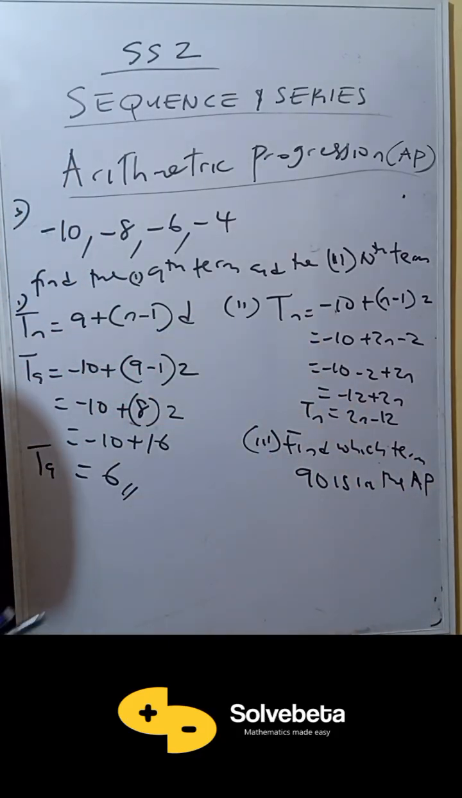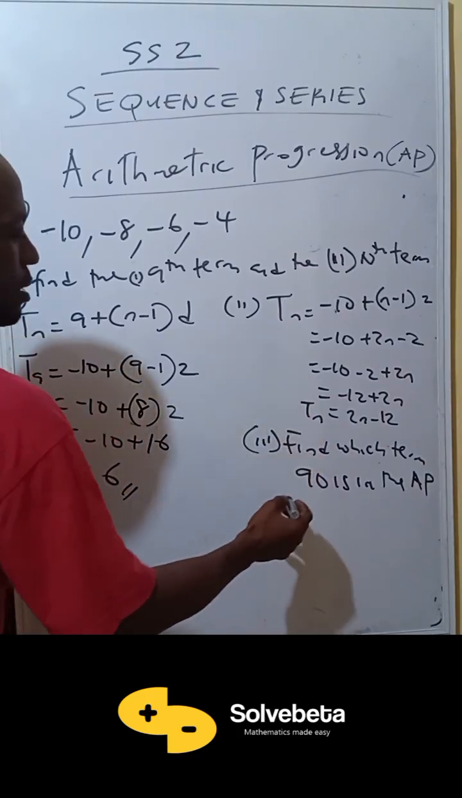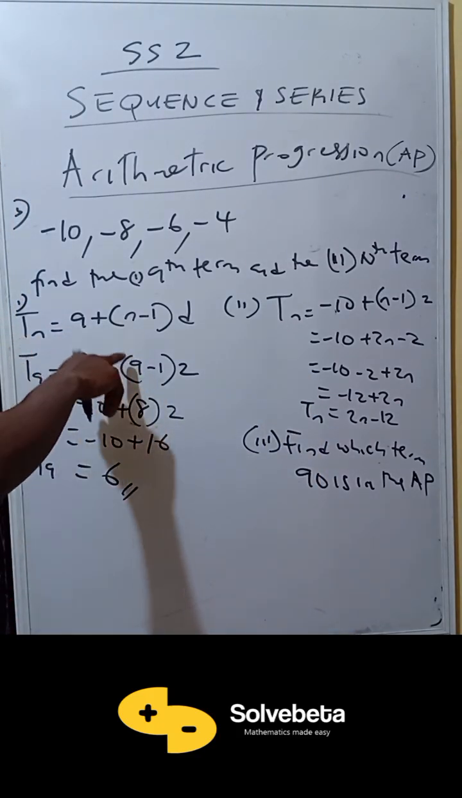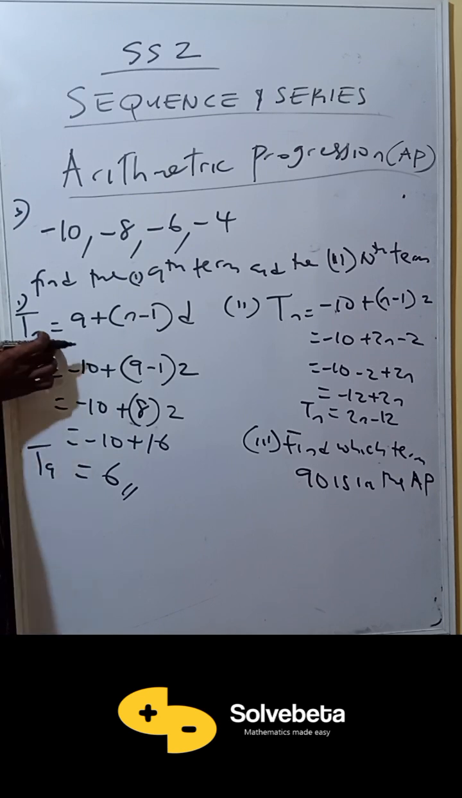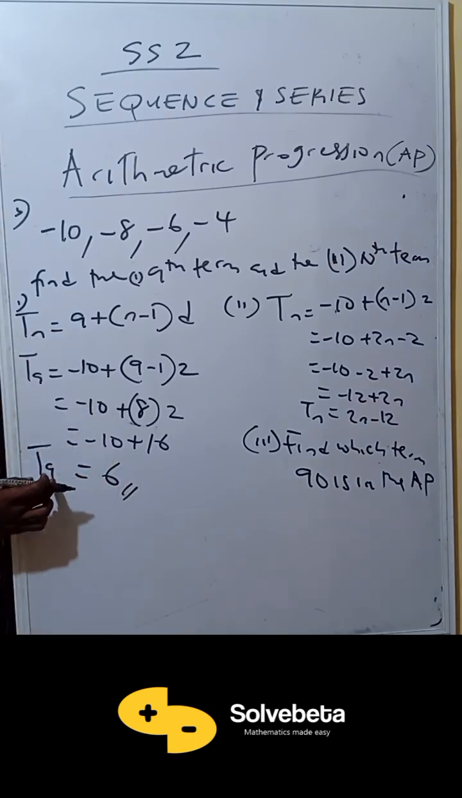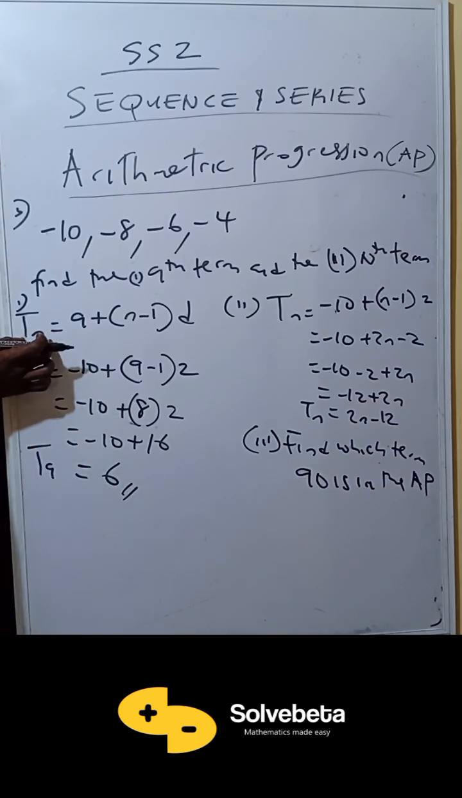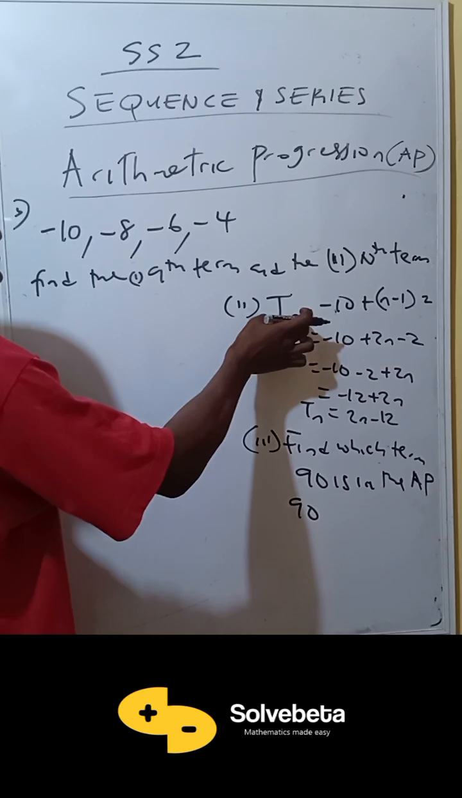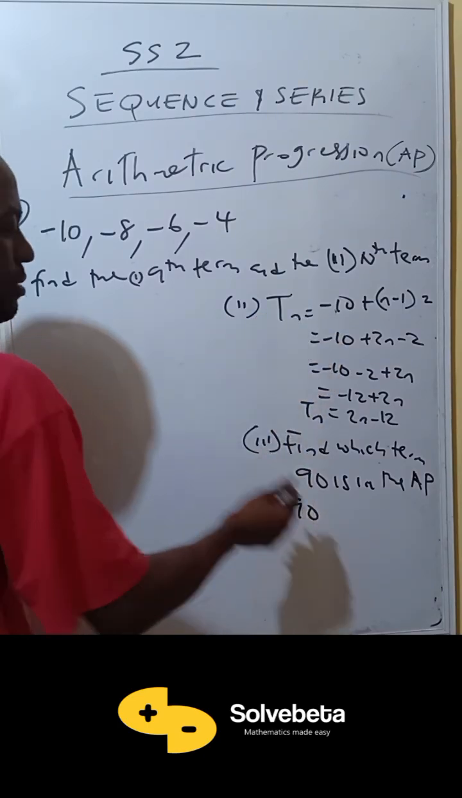So how do we do that? It's very easy. Using the same formula, Tn is equal to a plus (n minus 1)d, we're looking for n. The term is 90, so Tn will be 90. Just like earlier we got T9 to be 6, here Tn is 90 because the term is 90.